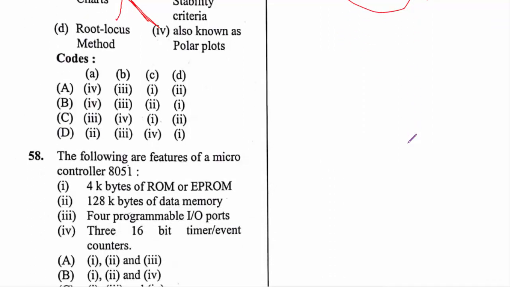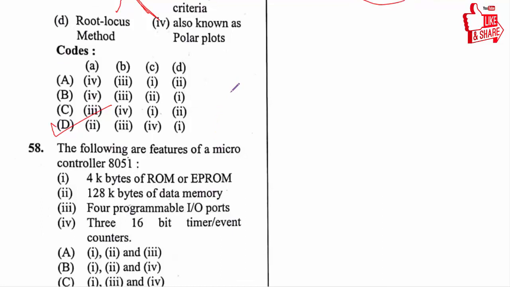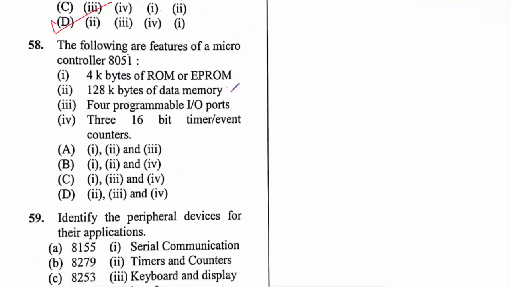So based on this, if I am choosing, I will be getting option D as a correct statement. 58th question, what they have given is the following features of a microcontroller 8051. You have to choose which one is correct.